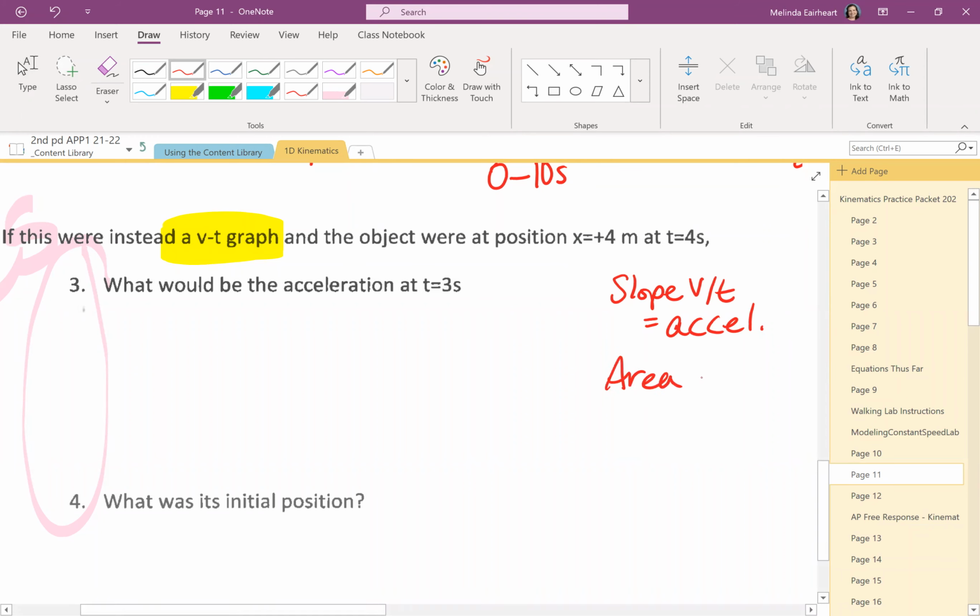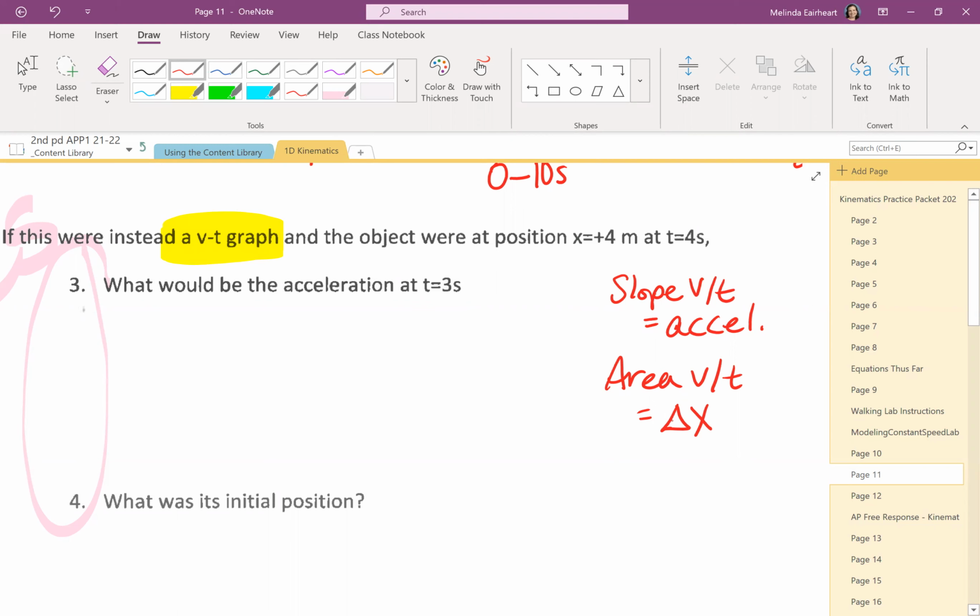And then if you do the area of a VT graph, what does that give you? Displacement, which is defined as change in position. There's that delta symbol again, y'all. Anytime you do area, you've got change, delta, something. And so now it says the object is at position positive 4 meters at 4 seconds. So that's an instantaneous position, right? For 3, what would be the acceleration at 3 seconds?